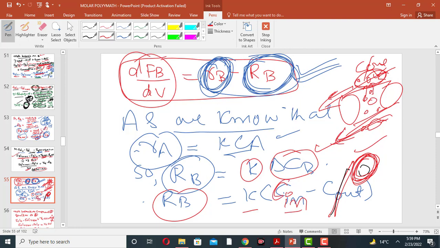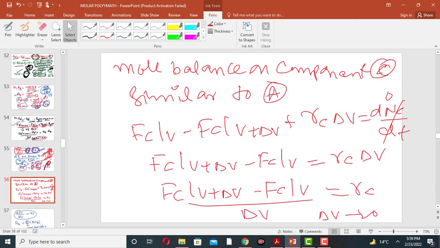So the concentration of component B inside the membrane, this side, and this is the K, the mass transfer coefficient.